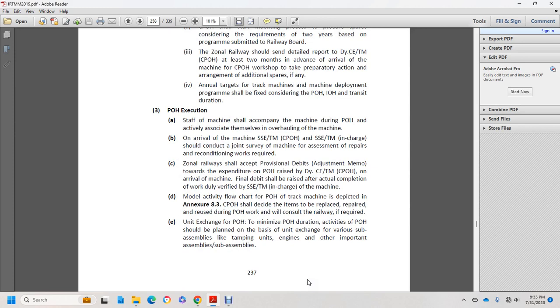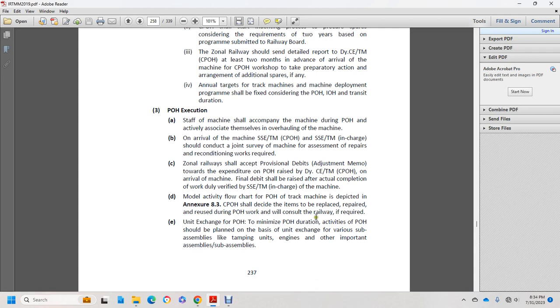Model activity flowchart of the periodic overhaul of the track machine, to be depicted in the annexure for paragraph 8.3 for the central periodic overhaul. The items are planned with a prepared review during the periodic overhaul. If required, the working will control the railway; the unit exchange with the periodic overhaul, the minimum periodic overhaul duration for the periodic overhaul.